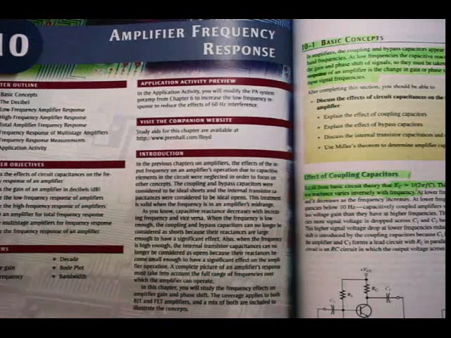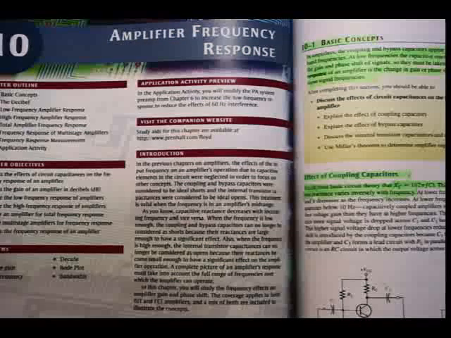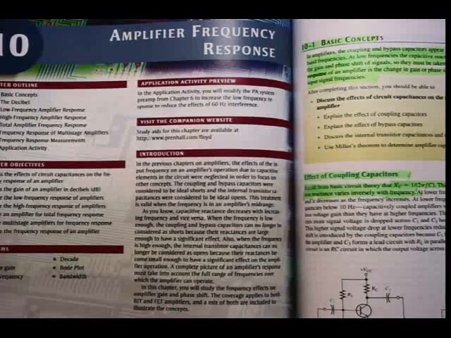It says here, in the previous chapters on amplifiers, the effects of the input frequency on an amplifier's operation due to capacitive elements in the circuit were neglected in order to focus on other concepts. The coupling and bypass capacitors were considered to be ideal shorts, and the internal transistor capacitances were considered to be ideal opens. This treatment is valid when the frequency is in the amplifier's mid-range. I'm going to show you where the mid-range is as well in this chapter.